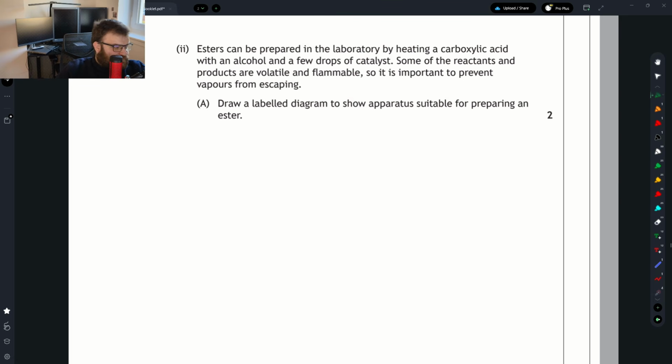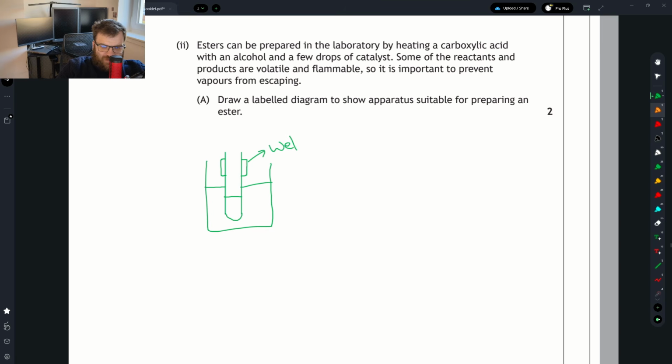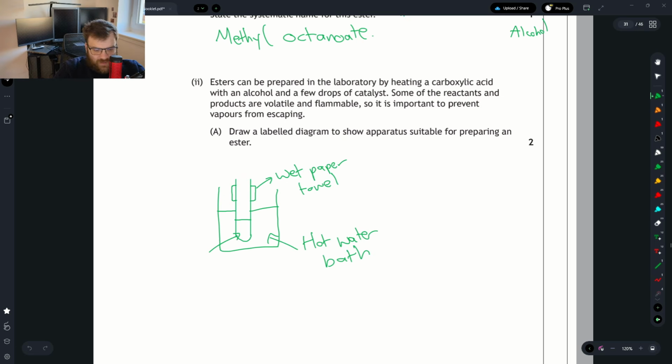In this one, we have to draw a labelled diagram showing the method for preparing a catalyst. So the most straightforward way would be to use a boiling tube or test tube with a wet paper towel wrapped around the neck of the tube. So we have a wet paper towel acting as a condenser. We have a hot water bath, not a Bunsen burner, because it'd go on fire, so we don't want that to happen. And then just say this is the reaction mixture. You could use a heating mantle, just some sort of way that it's not a flame would be the one you'd want to react them with.